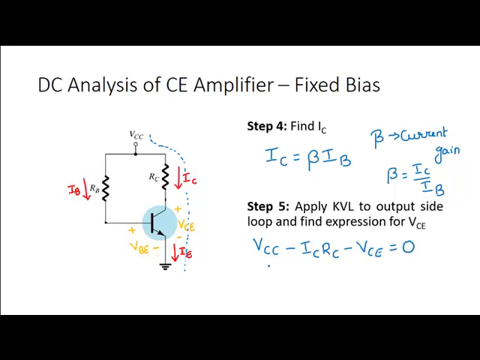There are no more voltage sources. So after VCE, we are reaching the common terminal, equal to 0. Let me rearrange the terms and we get VCE is equal to VCC minus ICRC. So we found out the voltage across the device, that is the BJT. The active device is the BJT here. So VCE is the voltage across the device and IC is the current flowing through the device. This is step number 5.